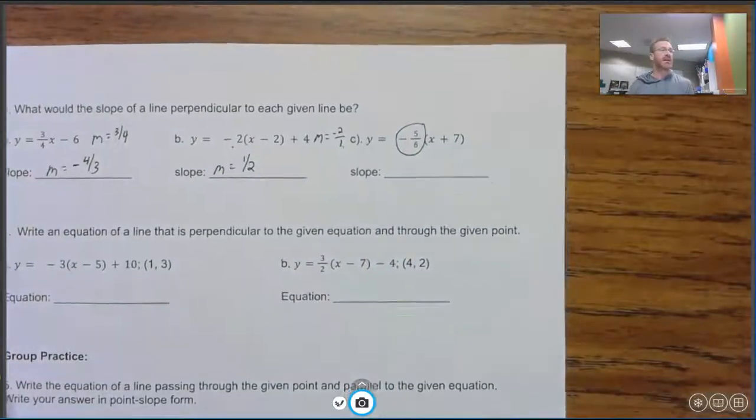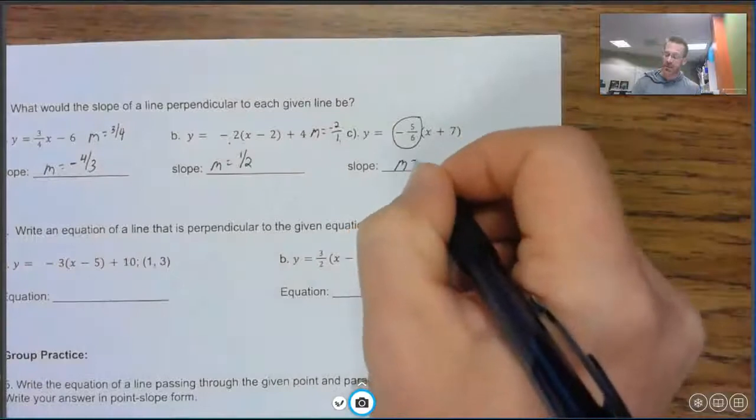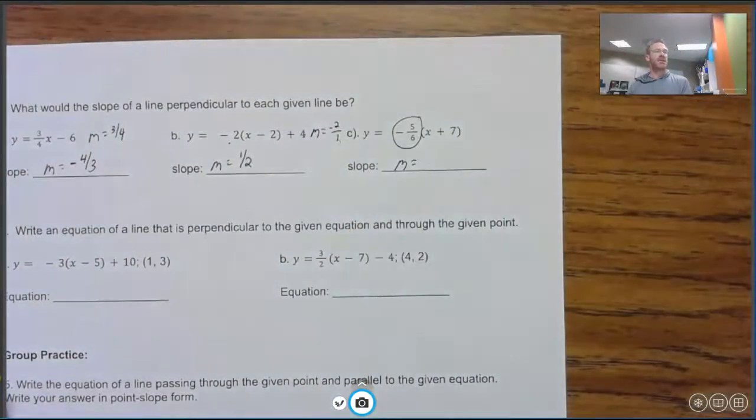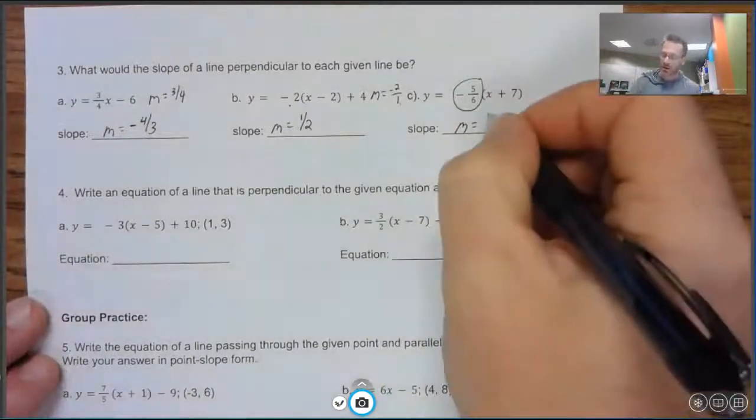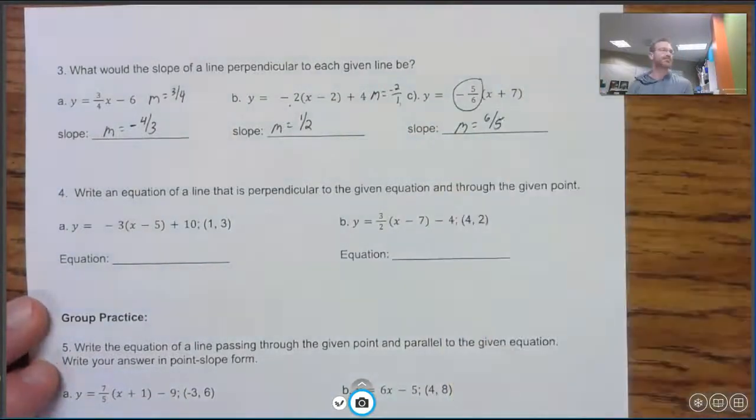All right, and finally on part C, when we identify the slope right here, we can see that it's negative 5/6. So to make it opposite, I want my new slope to be positive, and then I do the reciprocal, that would be 6 over 5.